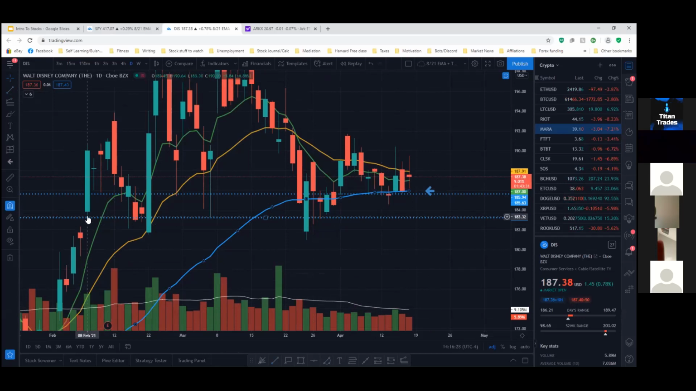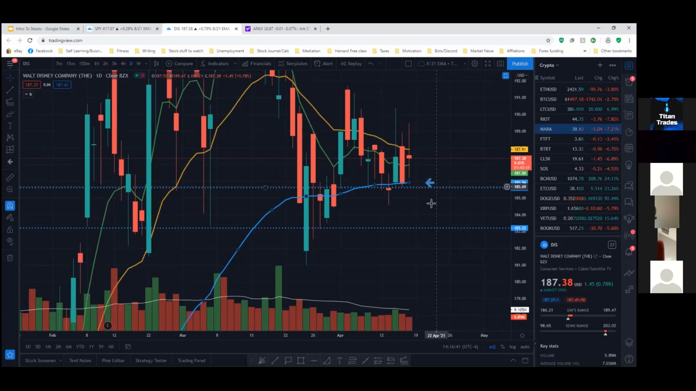Next support would be 183.50 region, right? In this general region, right? Because that's the previous resistance, turned support, support, support, right? So as long as Disney holds over this 50-day moving average, we're pretty good.